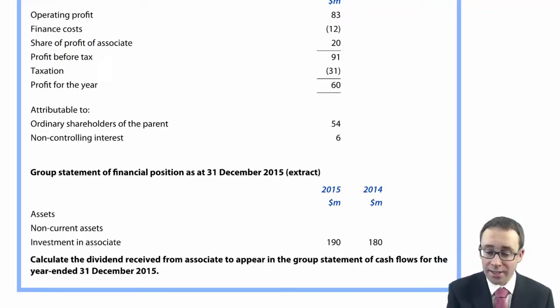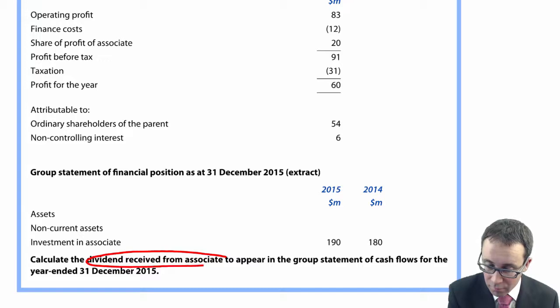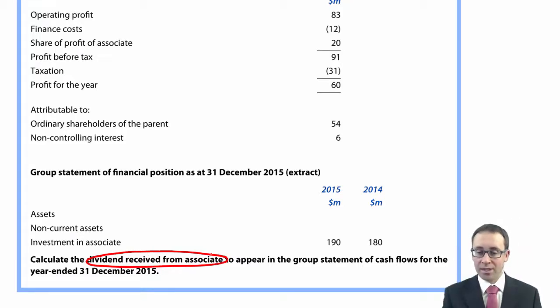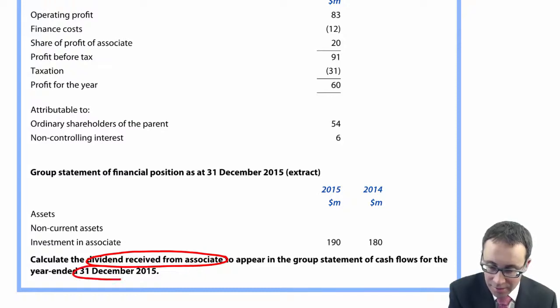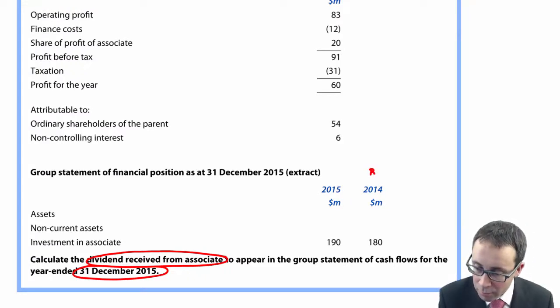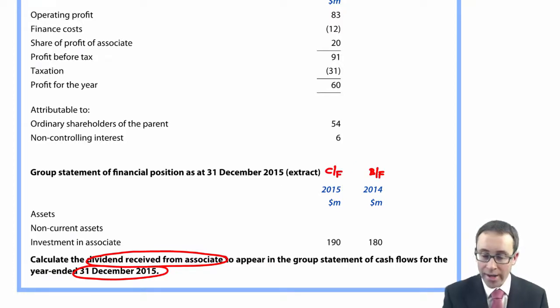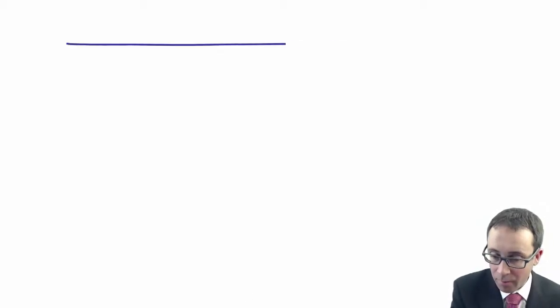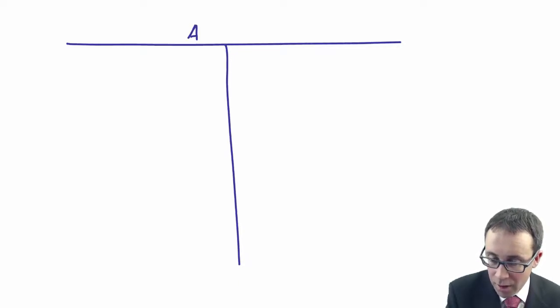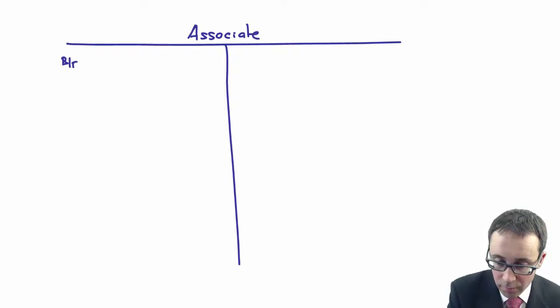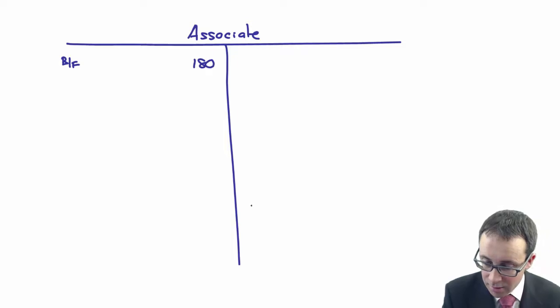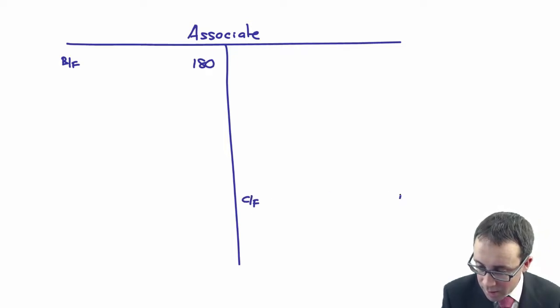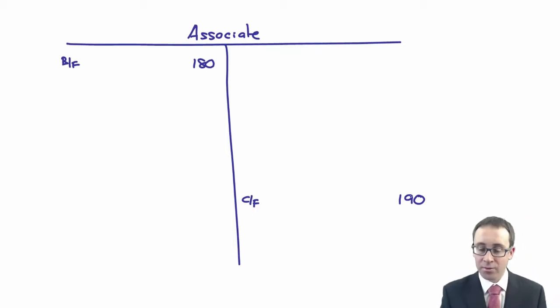Okay, so it says calculate the dividend received from the associate to appear in the group statement of cash flows for the year ended December, again, 2015. So again, you've got there your brought forward, and then is it your carry forward? So is it there 180 and is it 190? So I've got there my associate. The brought forward is there as 180. The carry forward is there as 190, wasn't it?